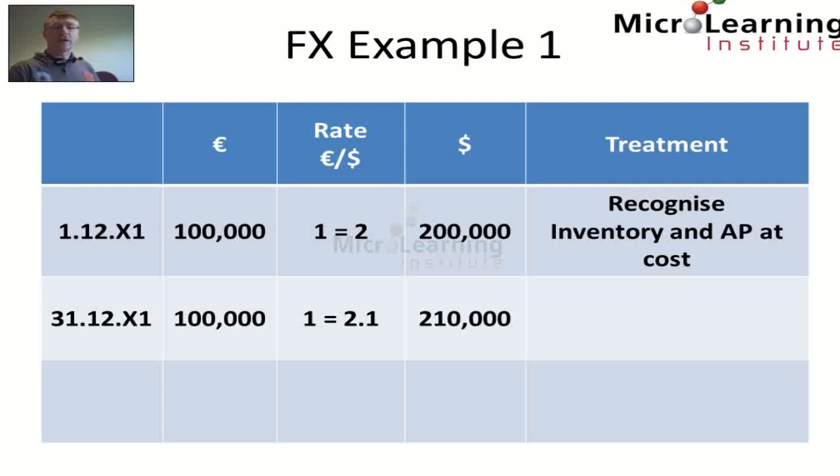So consequently, €100,000 now translates to $210,000. So even though we have the same liability to the supplier in euros, the liability has increased from 200,000 on the 1st of December to 210,000 on the 31st of December. So therefore, we recognize a 10k loss to profit and loss in relation to this foreign exchange movement.